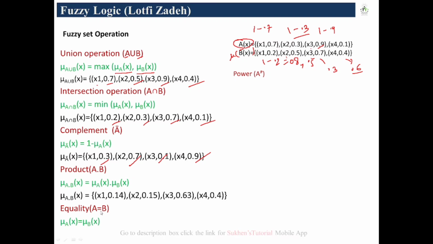Then equality: for set A and set B, we check whether set A and set B are equal or not. Mainly this formula is used to check equality: mu of A(x) is equal to mu of B(x). Here the sets are not equal, so there is no result for this.